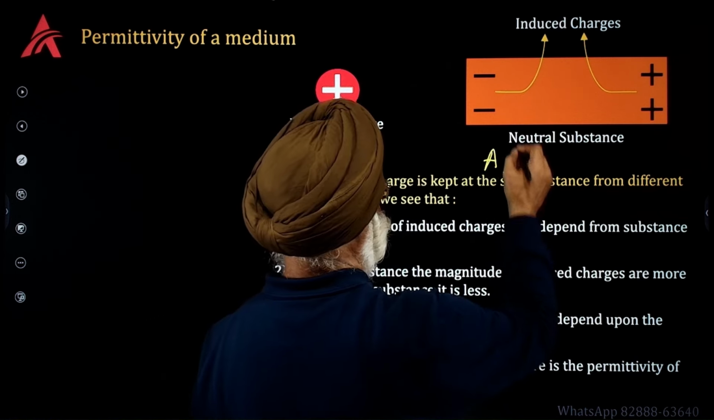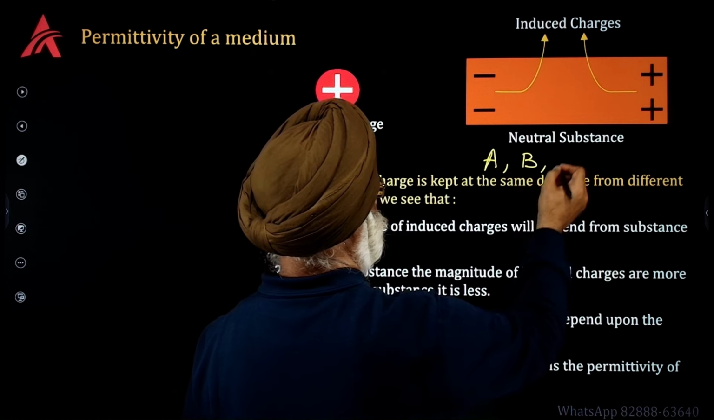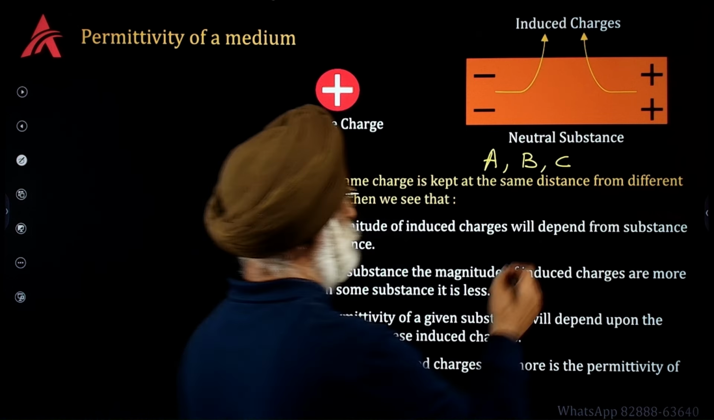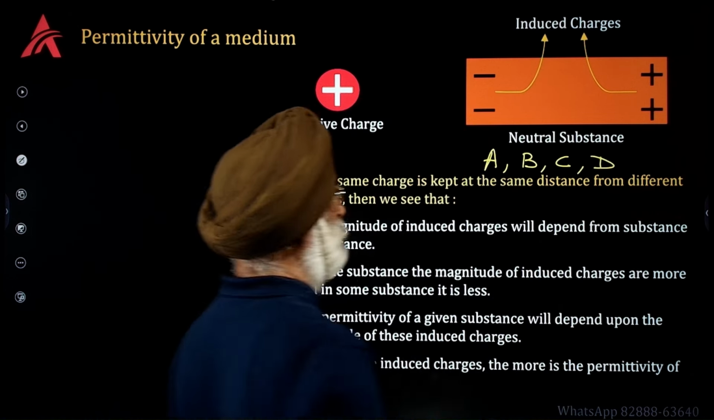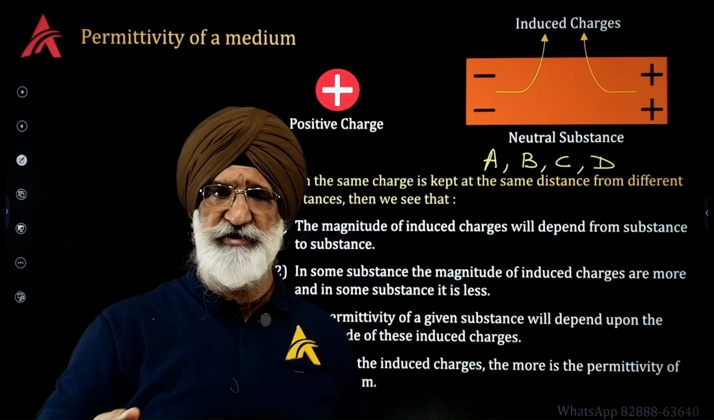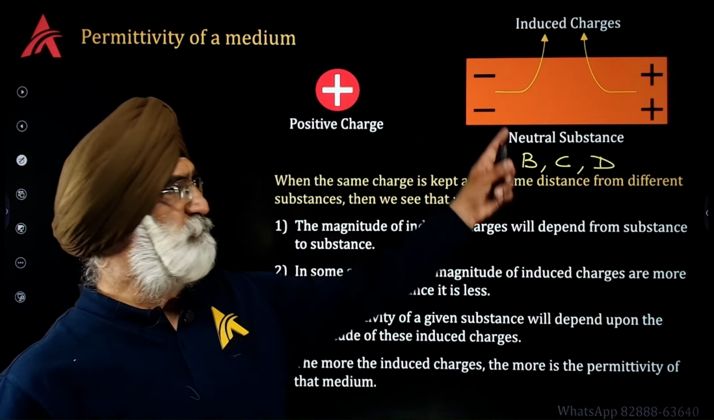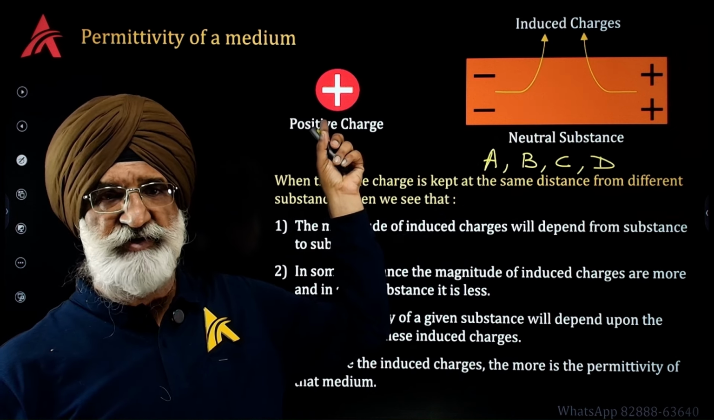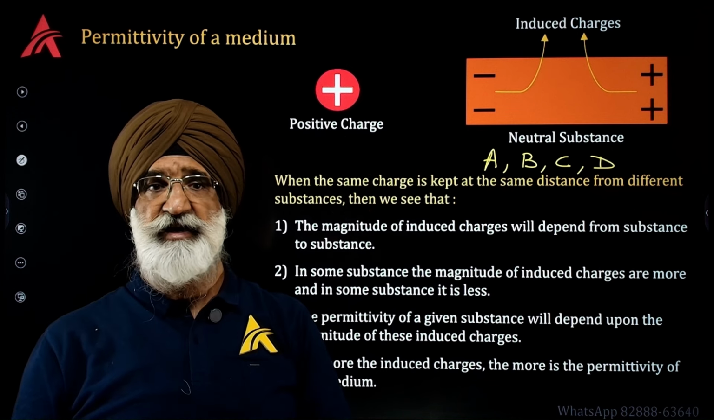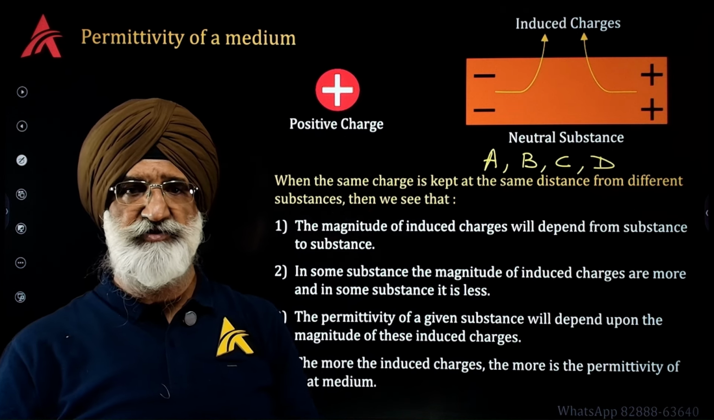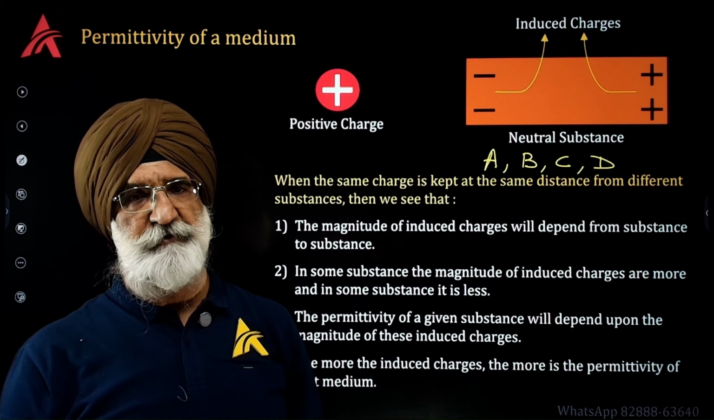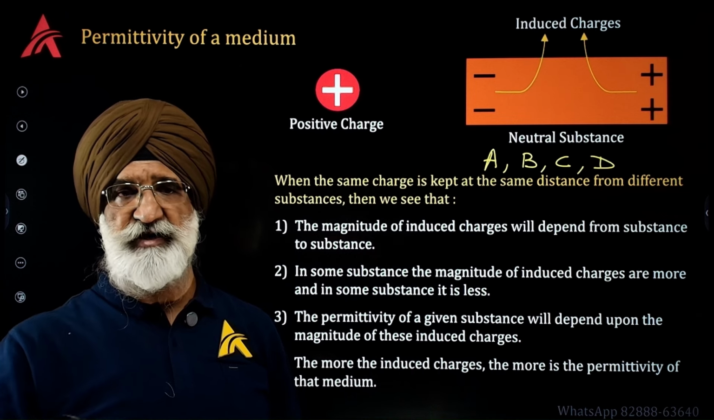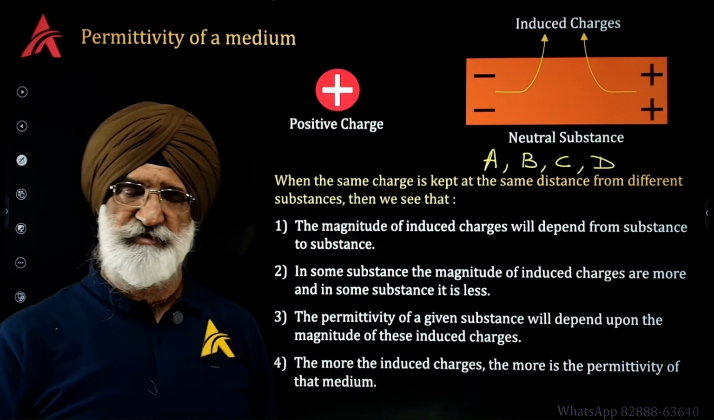Here we are keeping one substance, we can name it as substance A. We can replace this substance A by substance B, then we can replace the substance B by substance C, then we can replace the substance C by substance D. So we can keep on changing different substances and we can place them at this place. Keeping the position of the positive charge same, we will see that in all the substances, the magnitude of the induced charges will be different. In some cases, the induced charges are more. In some cases, the induced charges are less.